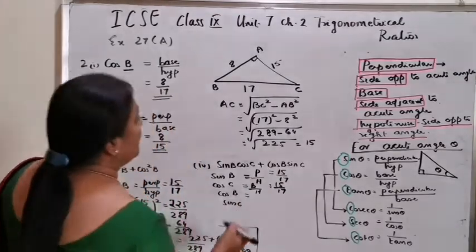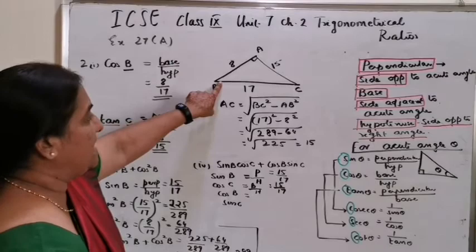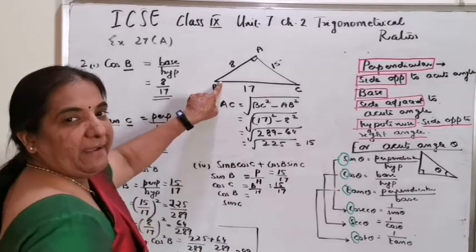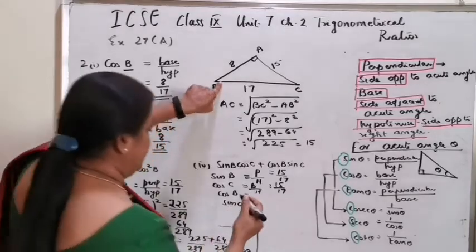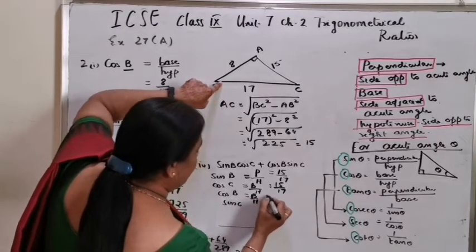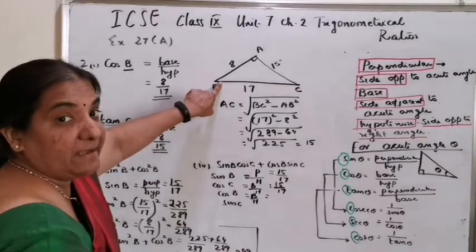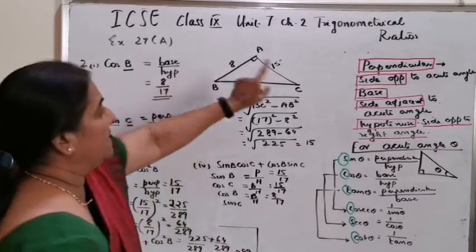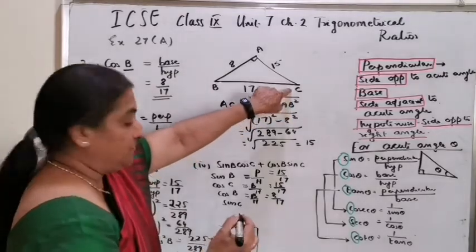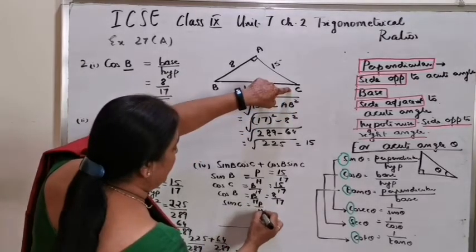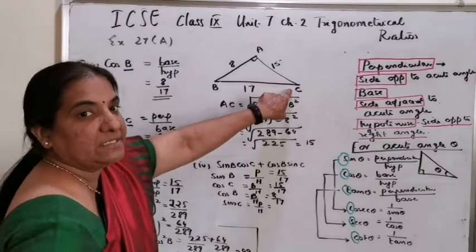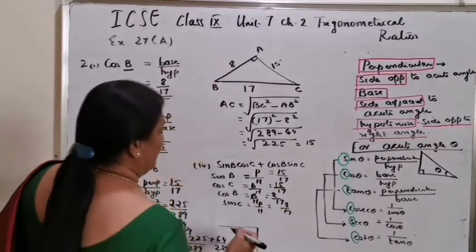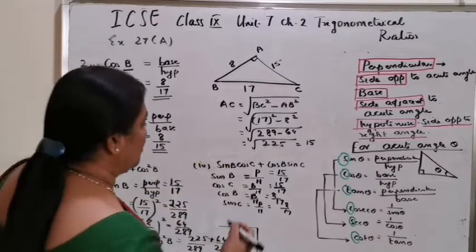Then cos B. Angle B is here. What is the meaning of cos ratio? It is base by hypotenuse. Base means the side close to it, or adjacent. That is 8 by 17. Again, for angle C, sine ratio is perpendicular by hypotenuse. Perpendicular means the side opposite to it. So 8 by 17. So what is sin B into cos C?